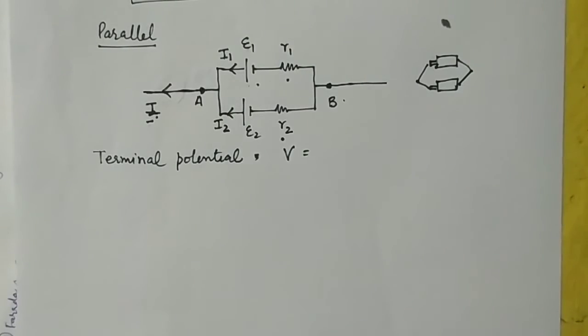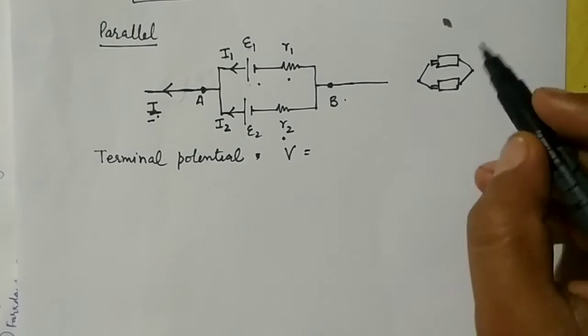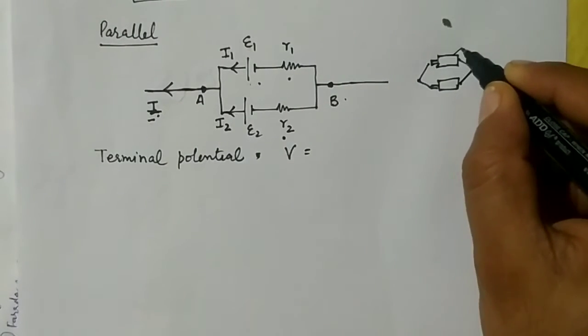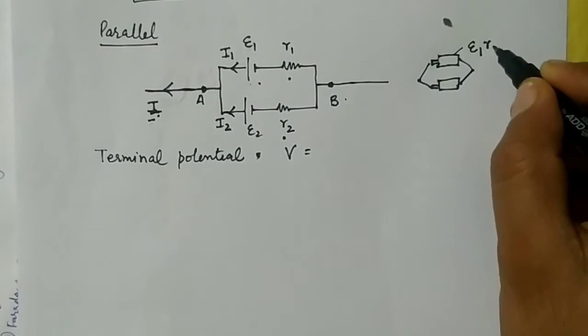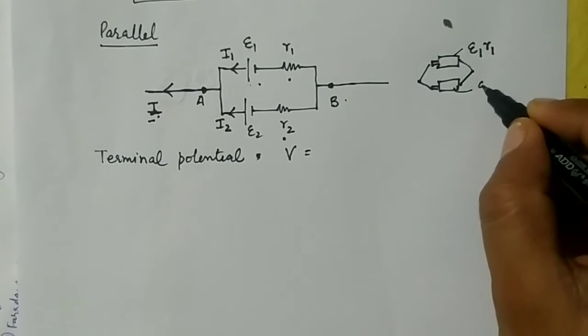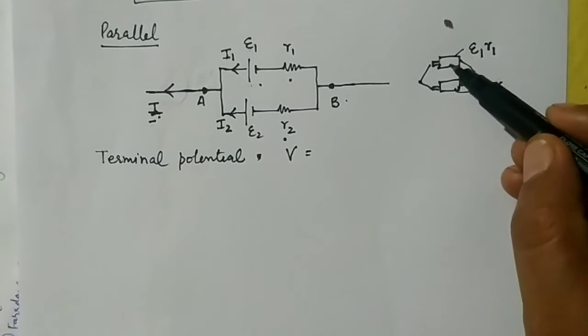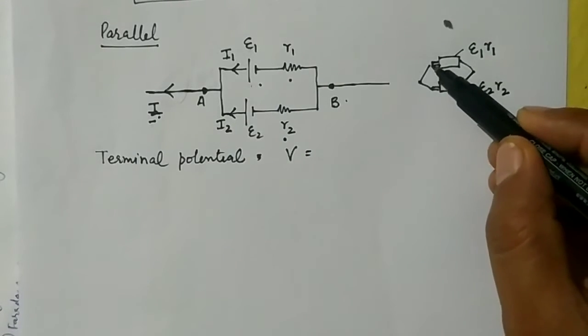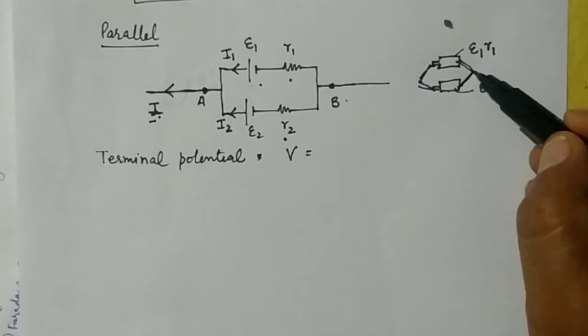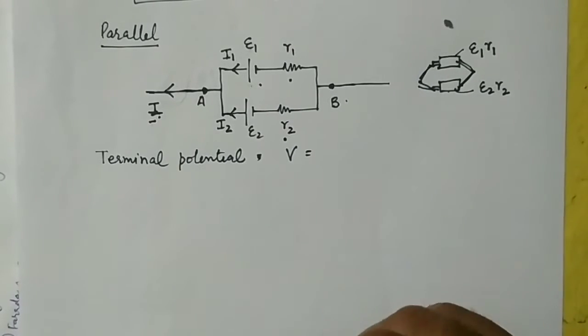Now the cells in parallel combination. I am considering two cells, the first having EMF E1 and internal resistance R1, and the second having EMF E2 and internal resistance R2. They are connected with positive connected to positive and negative connected to negative, and this type of combination is known as a parallel combination.